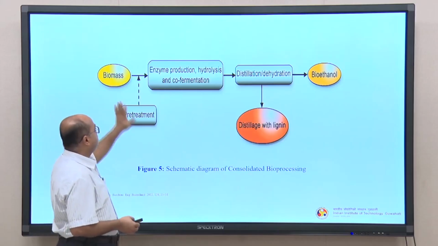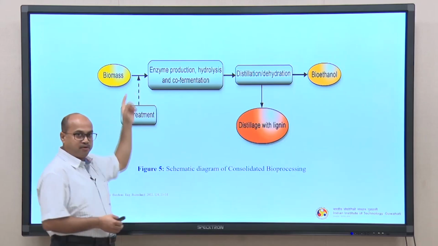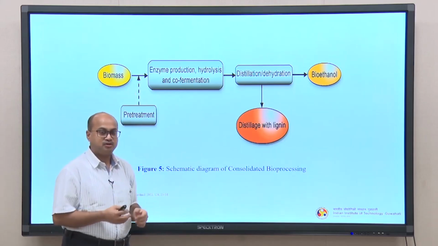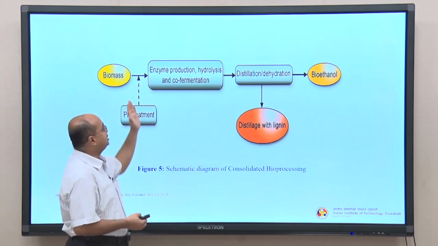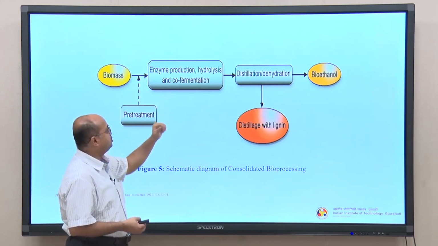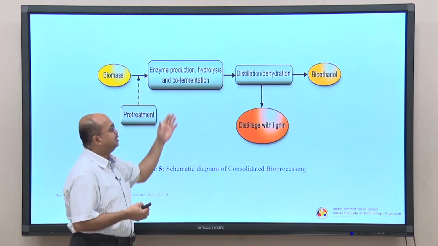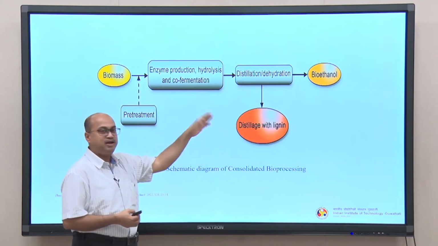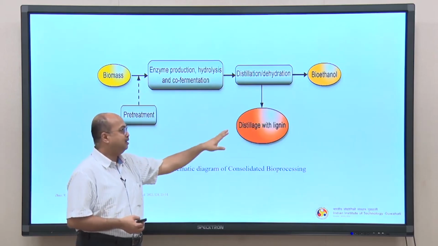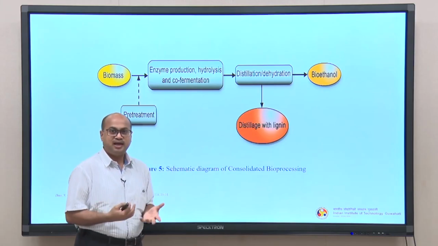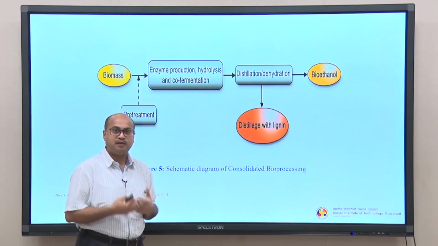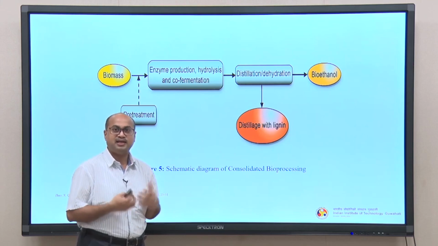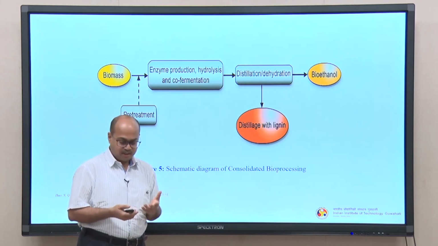Biomass, of course, will undergo some different pretreatment processes. Then the next step is enzyme production, hydrolysis and co-fermentation. Next is distillation and dehydration, where you purify bioethanol, and the distillate which is enriched with lignin can be further processed to recover the lignin. As you know, lignin is a high value product.